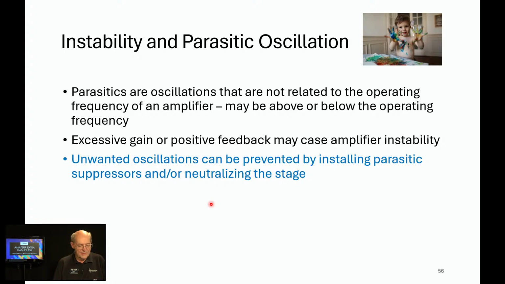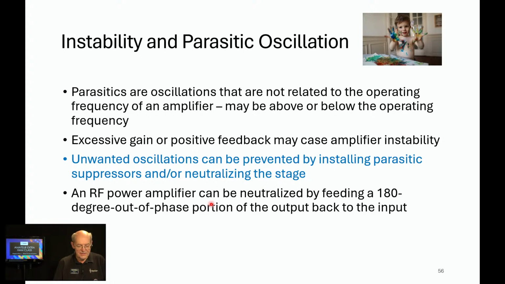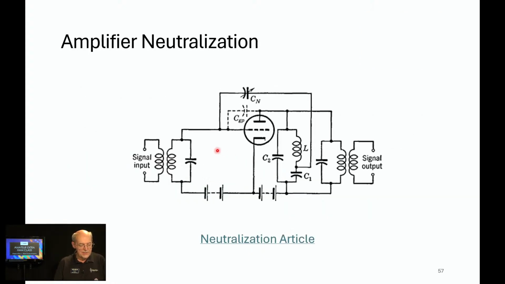And there's a case where, well, let me talk about this first. The RF power amplifier can be neutralized by feeding a 180-degree out-of-phase portion of the output back to the input. And here's a diagram. This is a tube-type amplifier. And we've got some capacitance internal to the tube, that's why it's in dashed lines, between the grid and the plate.